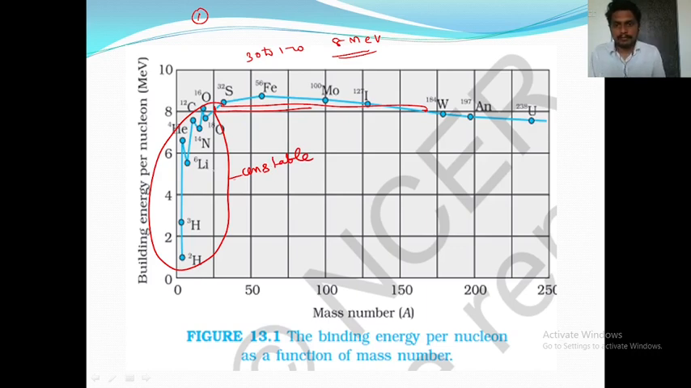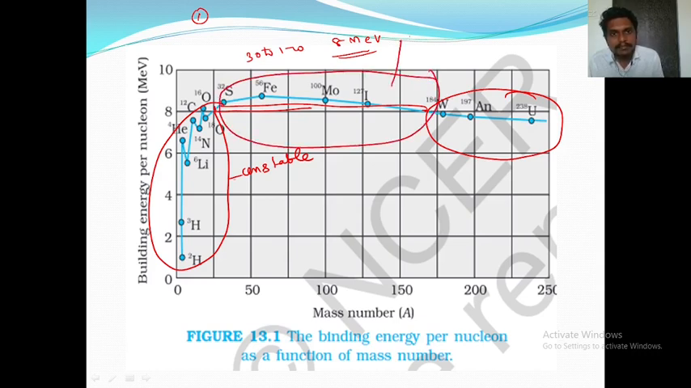The heavier nuclei are also unstable. They are heavy and also unstable. Only the intermediate nuclei are stable. These are stable, these are unstable and these are also unstable. The intermediate fragments are stable because their binding energies are large compared to lighter and heavier nuclei.